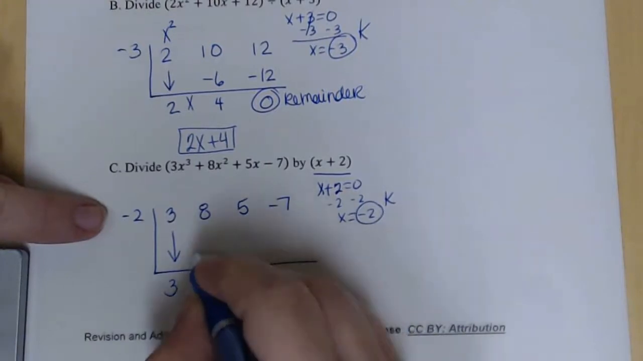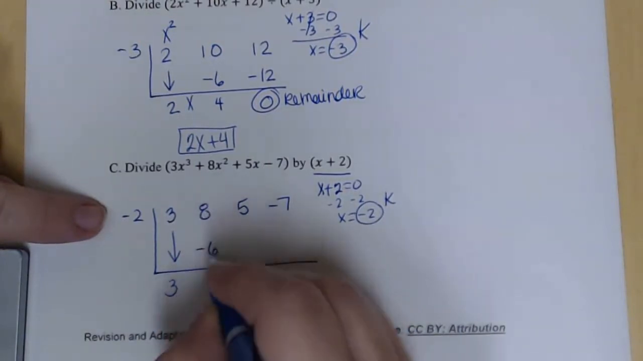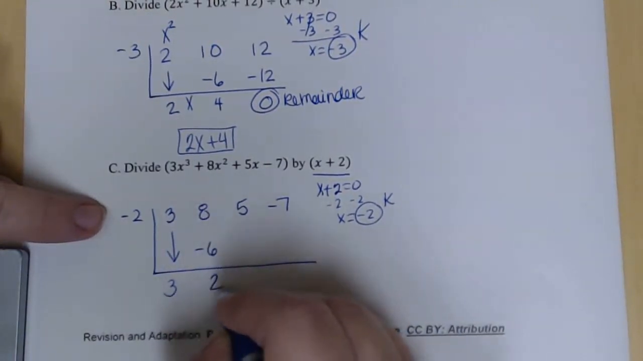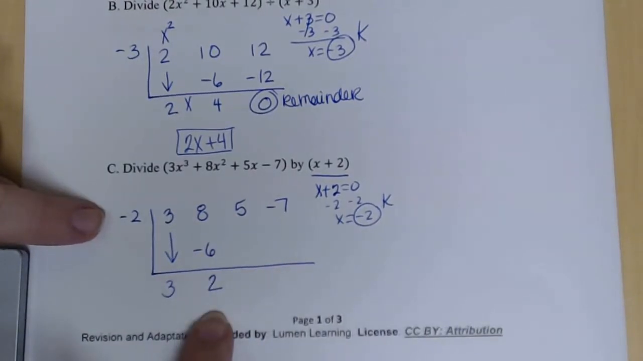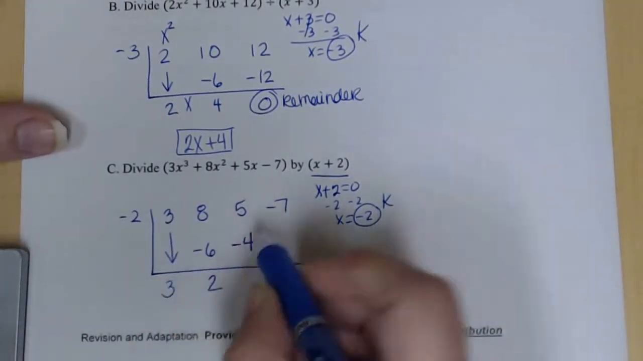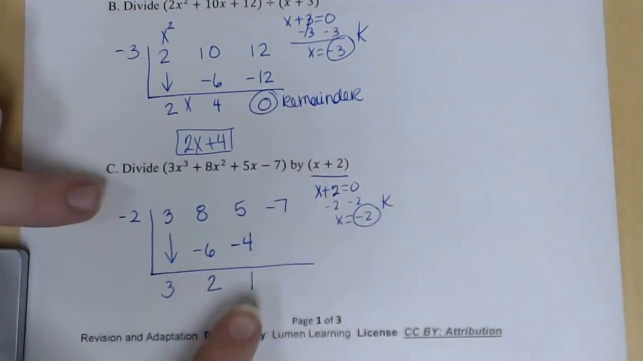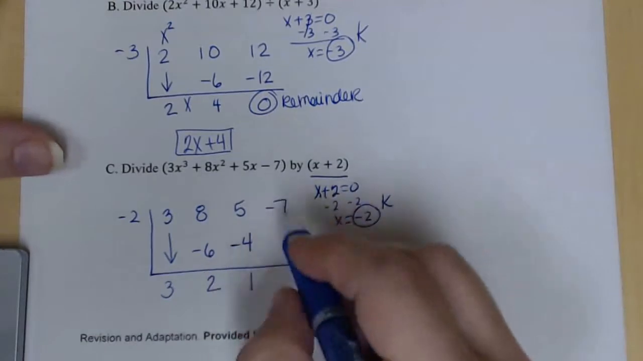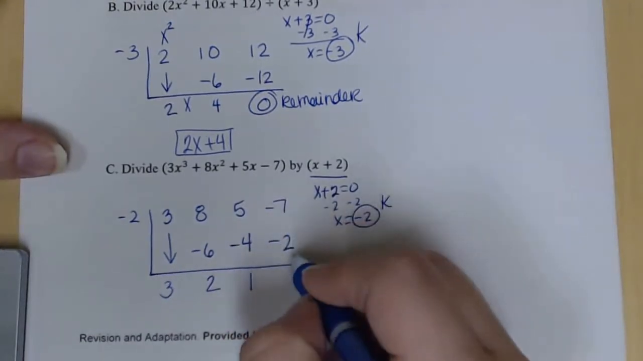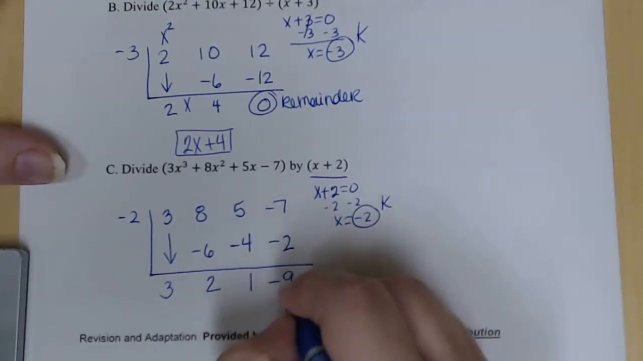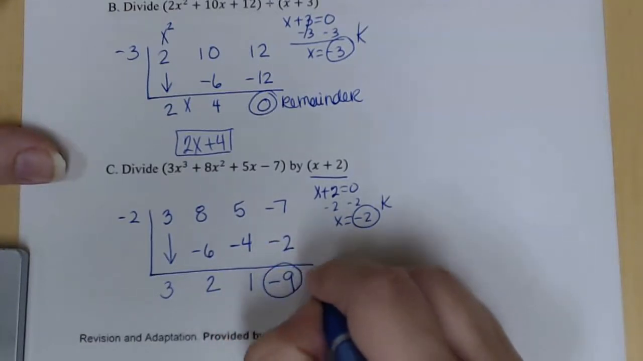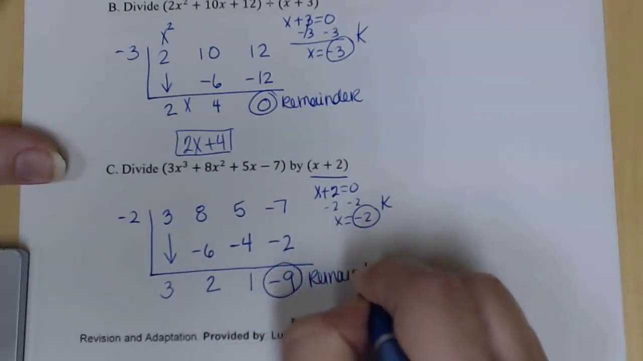Then I'm going to multiply. Negative 2 times 3 is negative 6. And then I'm going to add. 8 and negative 6 is 2. Then I'm going to multiply. Negative 2 times 2 is negative 4. And then I'm going to add 5 and negative 4, which is 1. I'm going to multiply. Negative 2 times 1 is negative 2. Then I'm going to add negative 7 and negative 2 to give me negative 9. So this last number here, again, this is my remainder.